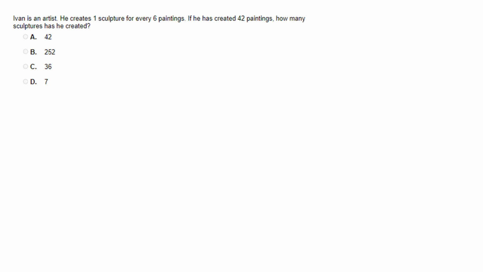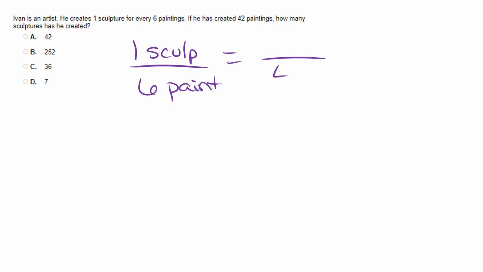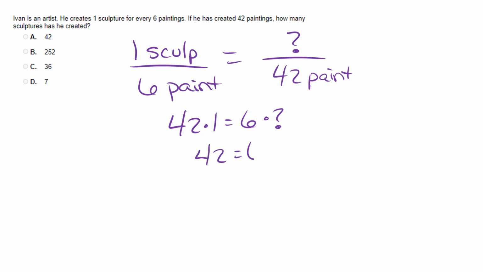Okay, Ivan is an artist. He creates one sculpture for every 6 paintings. If he creates 42 paintings, how many sculptures did he create? So we're going to cross multiply. 42 times 1 equals 6 times question mark. 42 times 1 is 42. We're going to divide both sides by 6. And we do get 7.